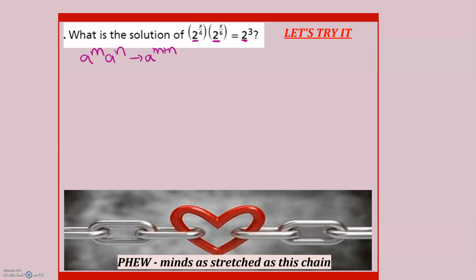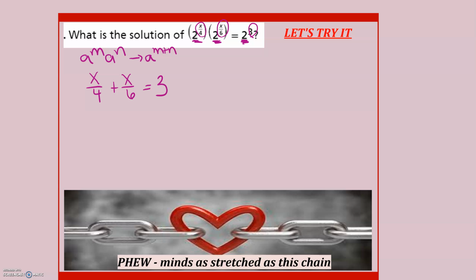I'm not going to write the bases because my bases are all the same, so I don't need to worry about them anymore. What I only need to solve for is what's happening in the exponents. So when I have the same bases, all I need to worry about is what the exponents are doing. So I'm going to have x over 4 plus x over 6 equals 3.